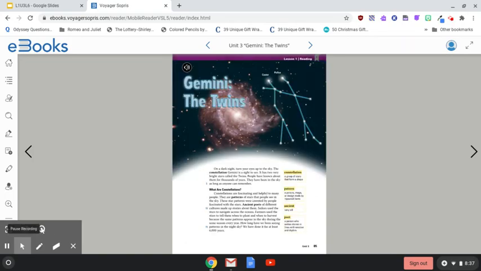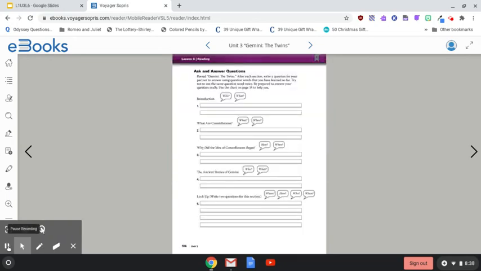Now we will read the next section. What are constellations? Eyes ready? Pencil ready? Let's begin. Now let's turn again to page 104. Choose a different question word. Try using what or when. Write the question on the page. Be prepared to answer your question.